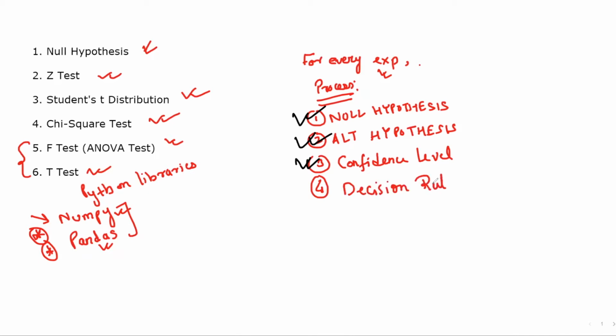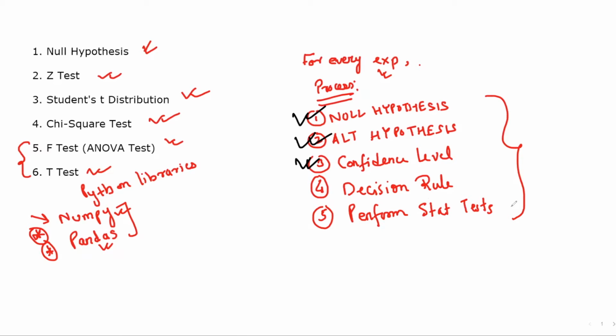So based on your confidence level, you will have your decision rule. At what level you will accept your null hypothesis, or at what level you will accept your alternate hypothesis. So these are all the decision rules that you will take. And number 5 is you will perform the statistical tests.